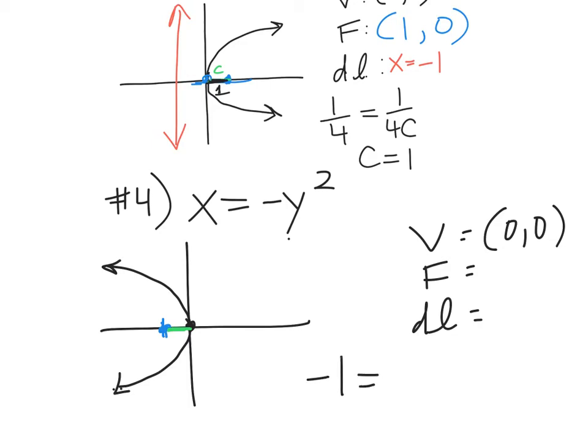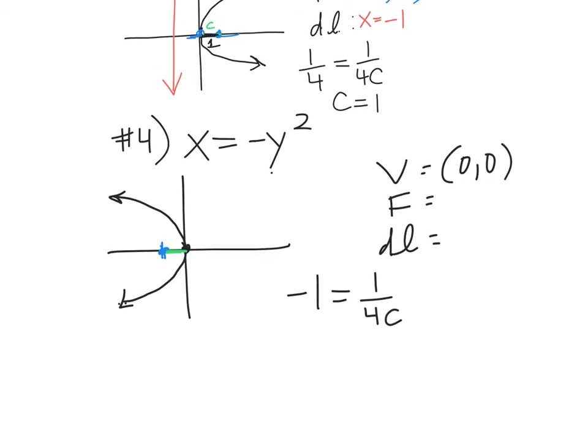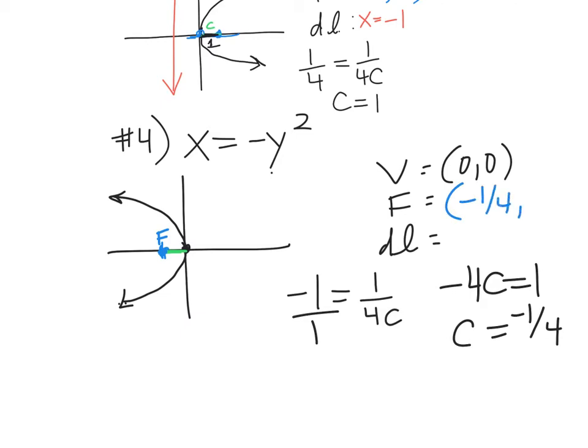A equals 1 over 4c. And so to solve this, I have to cross multiply. And I get negative 4c equals 1. Solve for c, so you divide by negative 4. C is negative 1/4. Not all points are pretty. That one's going to be ugly. I'm going to move a distance of negative 1/4 to the left. So this focus point is at negative 1/4, comma 0. Okay? It just happened to be a fraction. It's okay. That happens sometimes.